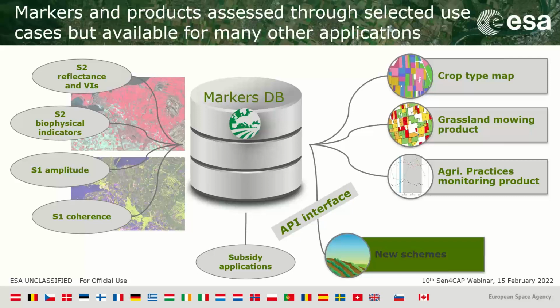The key aspect of the Sen4CAP system is probably the fact that we compute a database of markers. You know it already. So we are using Sentinel-1, Sentinel-2, time series, vegetation indices, and we compute markers at the level of each parcel. And we store these markers in a database, which is growing over the season. This database, of course, is used in the Sen4CAP processors, the processors that were developed in the project during the first 3 years. But what is more interesting is that you can access directly this database through an API interface, and you can build your own applications using these markers.